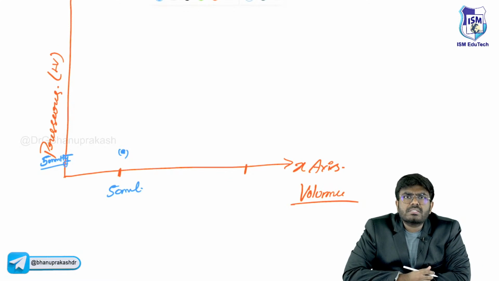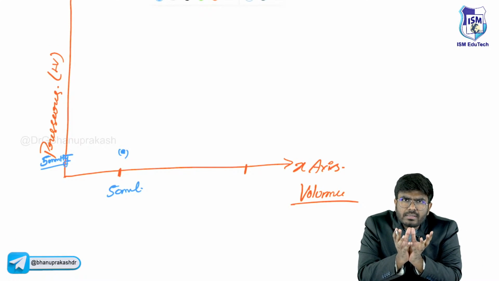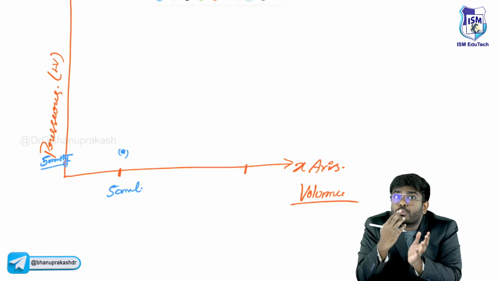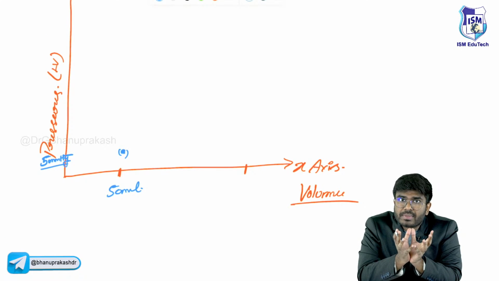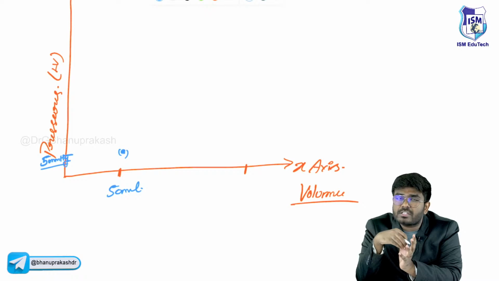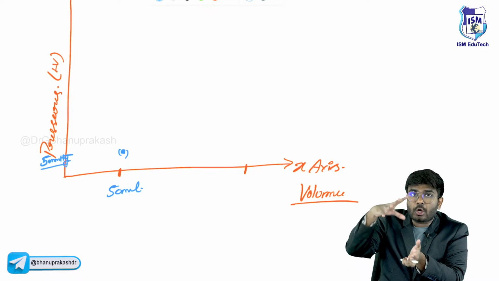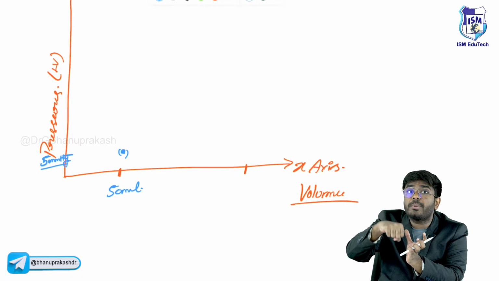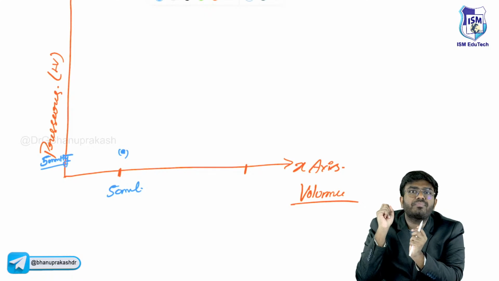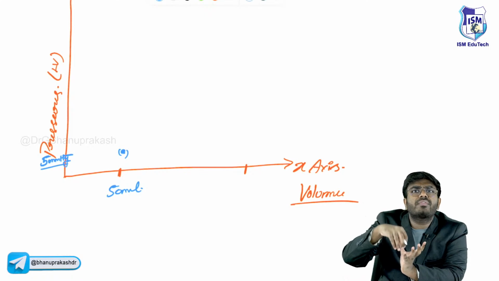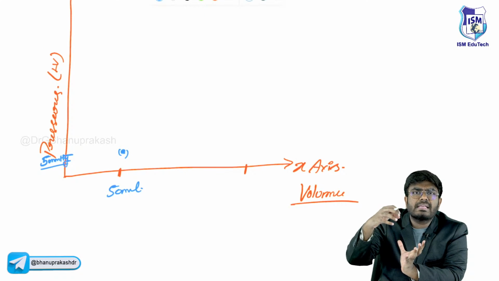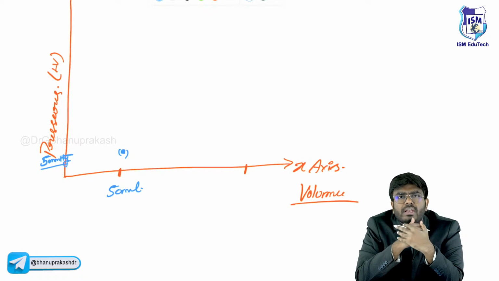Now what happens? The ventricle will fill with blood. How will it fill with blood? Due to two processes. Rapid ventricular filling, where 70% of the ventricle is going to fill with blood, and atrial contraction. Atrial contraction contributes to 30% filling of the ventricles. So because of rapid ventricular filling as well as atrial contraction, the ventricle will start to fill.